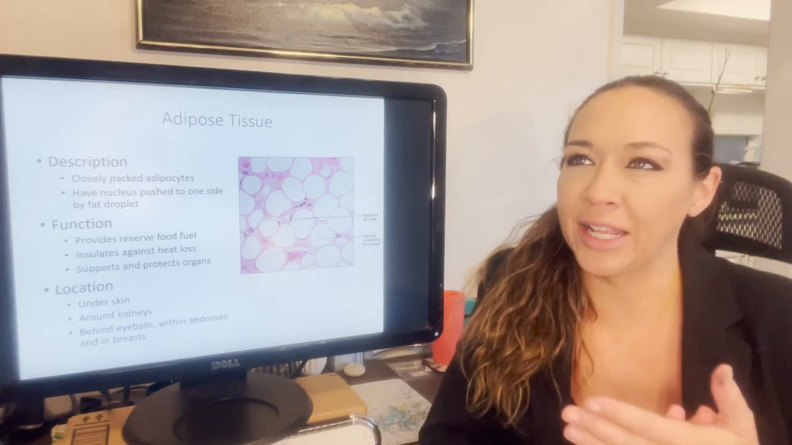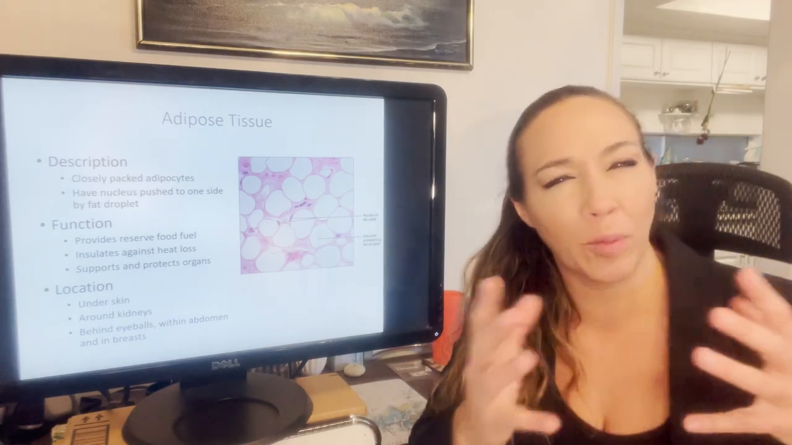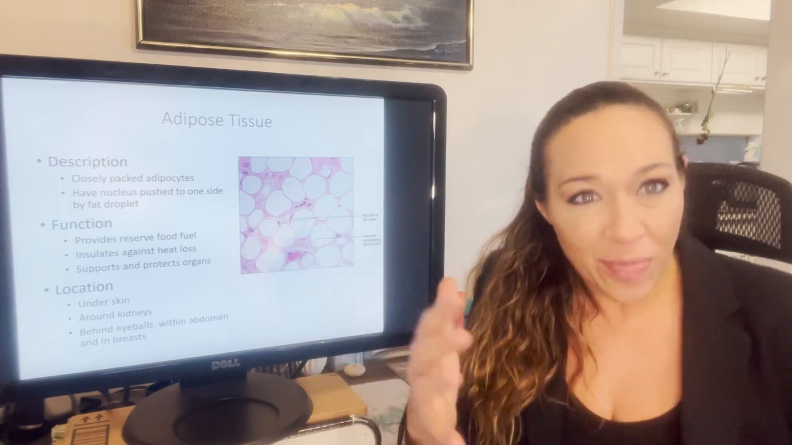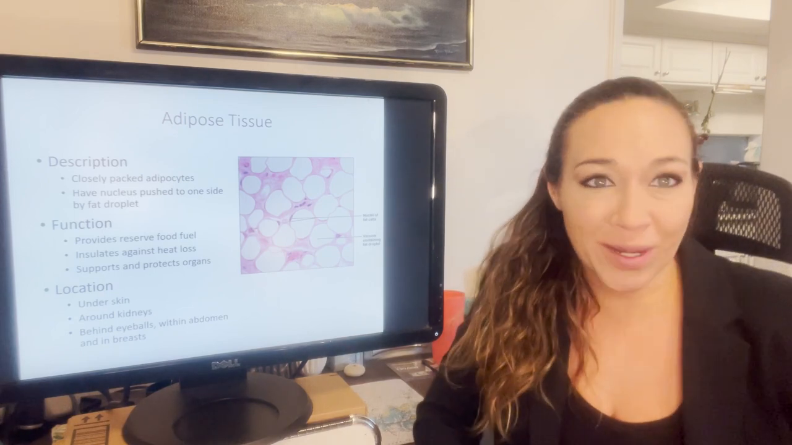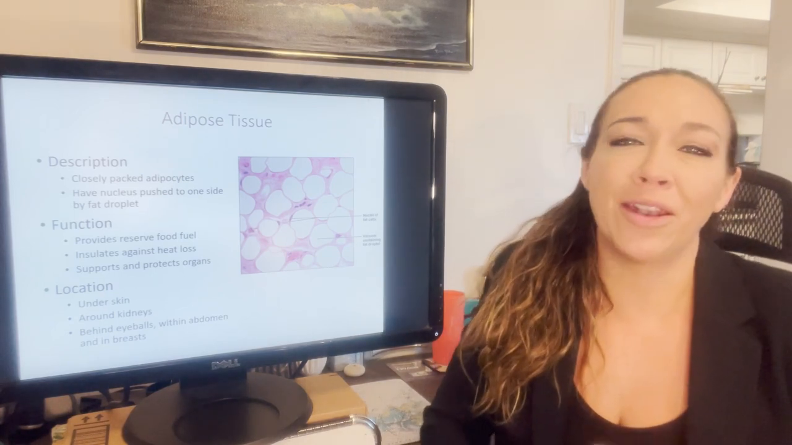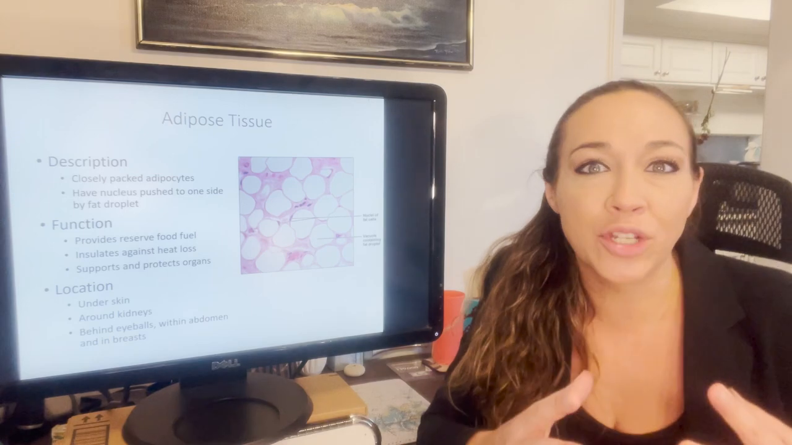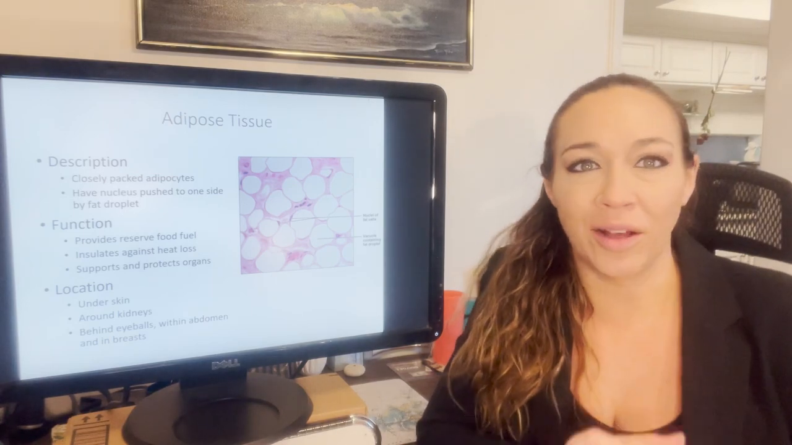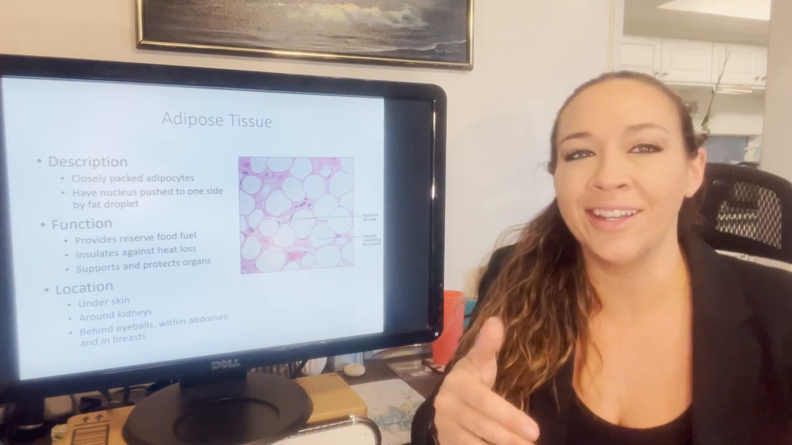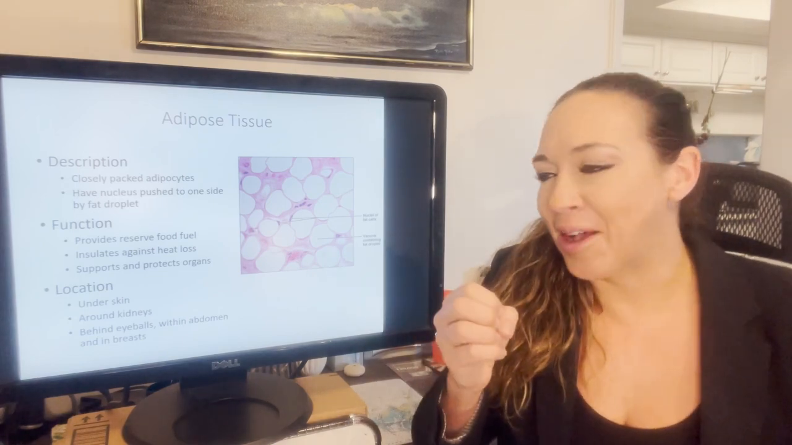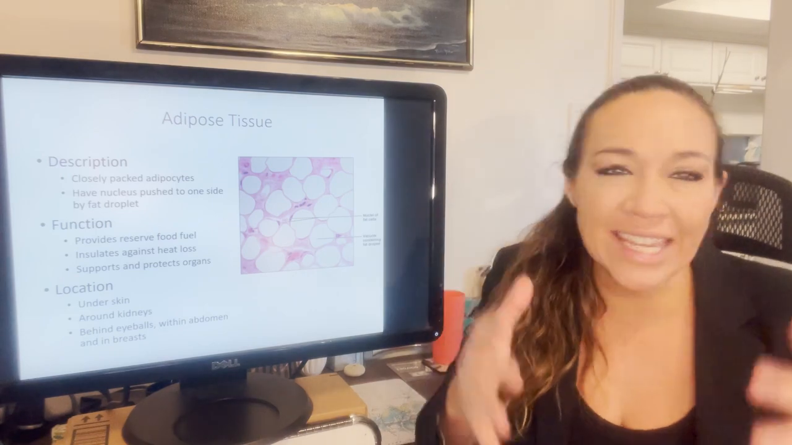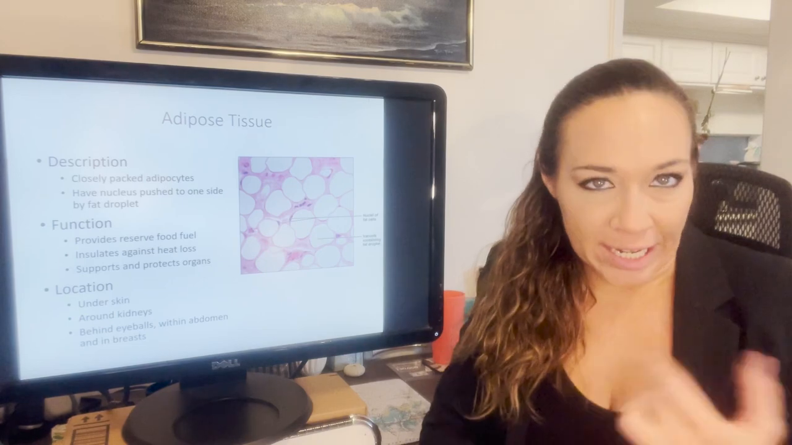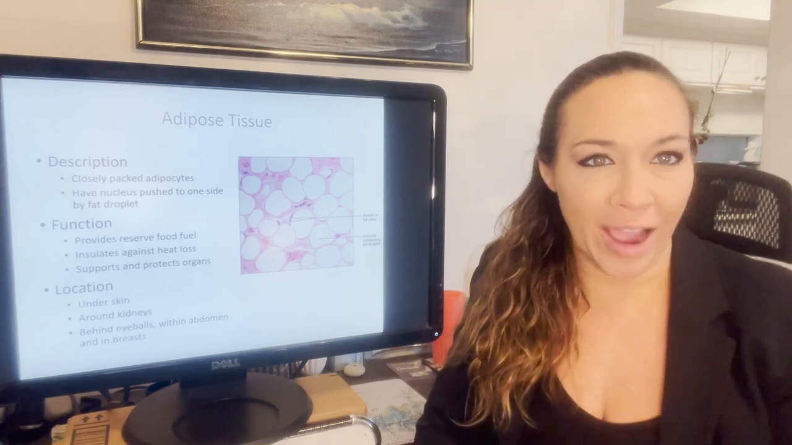It also protects against heat loss, right? Think about marine mammals like whales and sea lions. They have a lot of fat on them, and that's because they live in a cold environment. So that fat provides an amazing source of energy when you need it, great storage of energy, but insulation as well. So: cushiony protection, support, heat, energy. The location, again, would be around your kidneys, really important to protect, a vital organ.